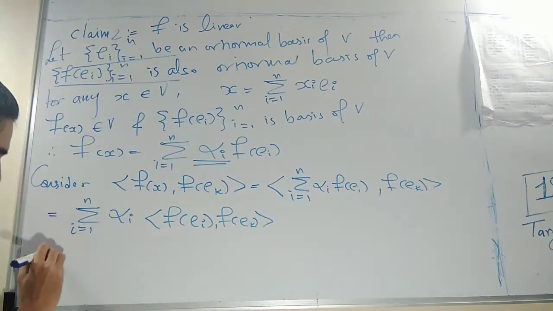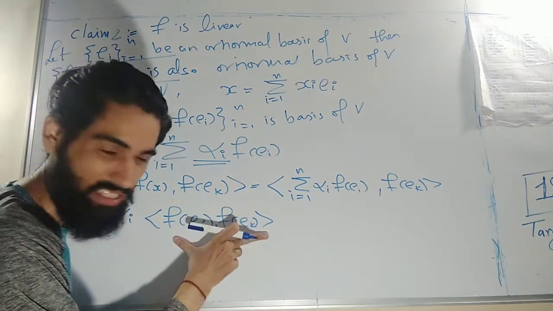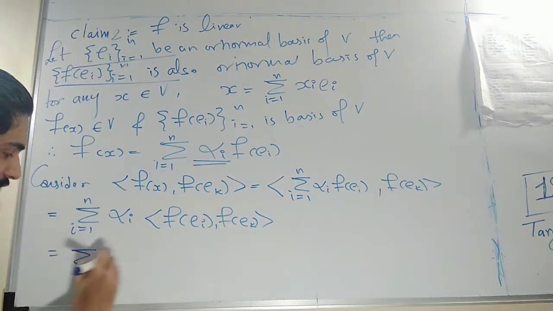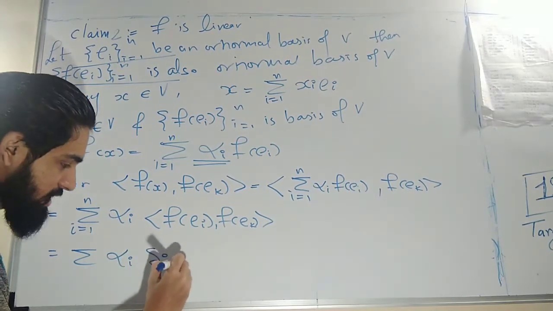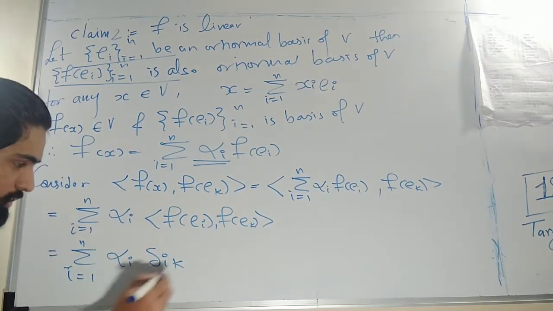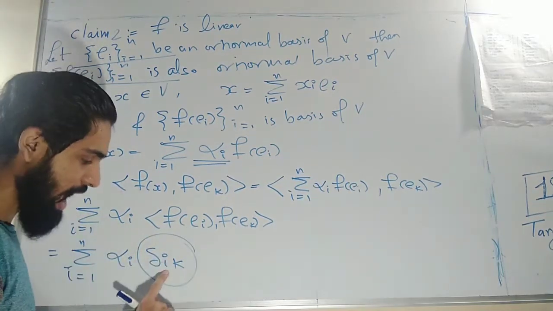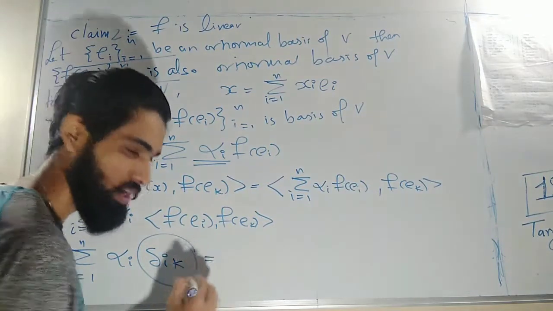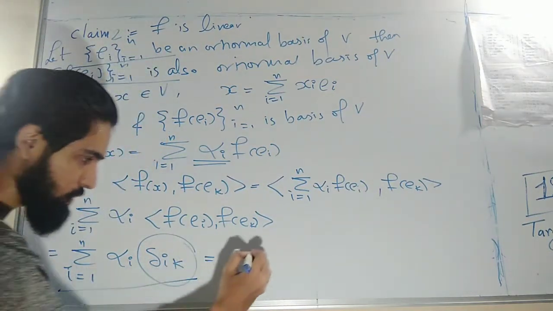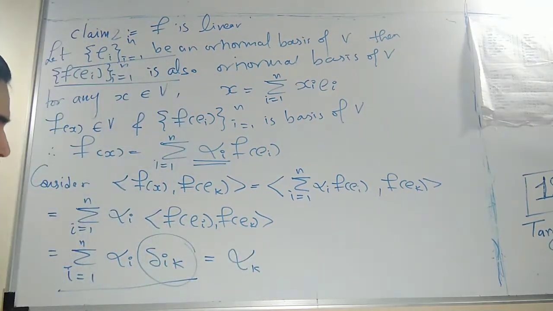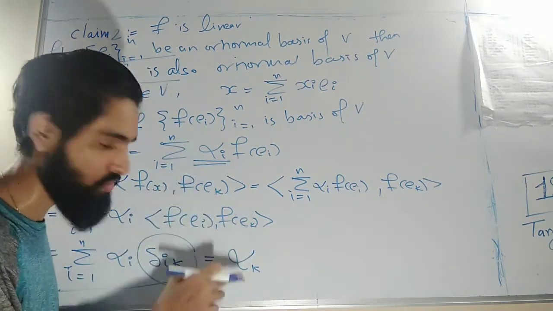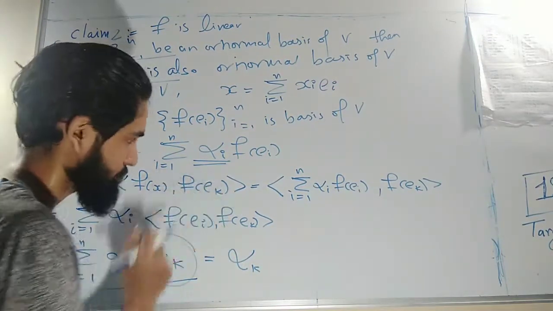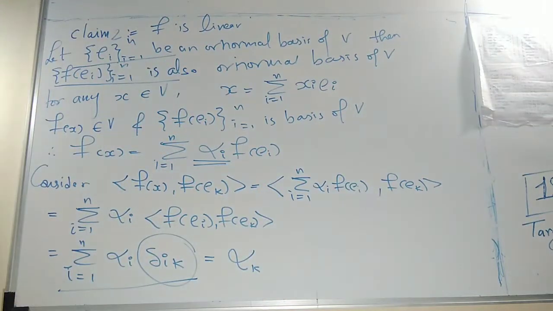After this, it is actually the same as delta ij, right? Because we know it is an orthonormal basis. So this is the same as the summation of alpha i delta ik, i running from 1 to n. This is 1 if and only if i is equal to k, otherwise it is 0. Hence when i is equal to k it is 1, otherwise it is 0, which implies this is nothing but alpha k. That means I found the value of alpha k, that is nothing but the inner product of f of x with f of e_k. Correct?